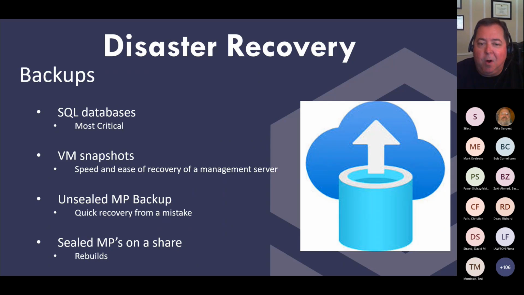The second thing to back up are VM snapshots. The reason we want to do that is that it really speeds up the recovery of management servers. Unsealed MP backups. I think most customers I run into are doing this. That helps you. I had a customer just the other day accidentally delete their secure reference management pack, and we all just were like, oh no. And luckily we had unsealed MP backups. We just very quickly re-imported it, and we didn't lose all of our run as account associations.